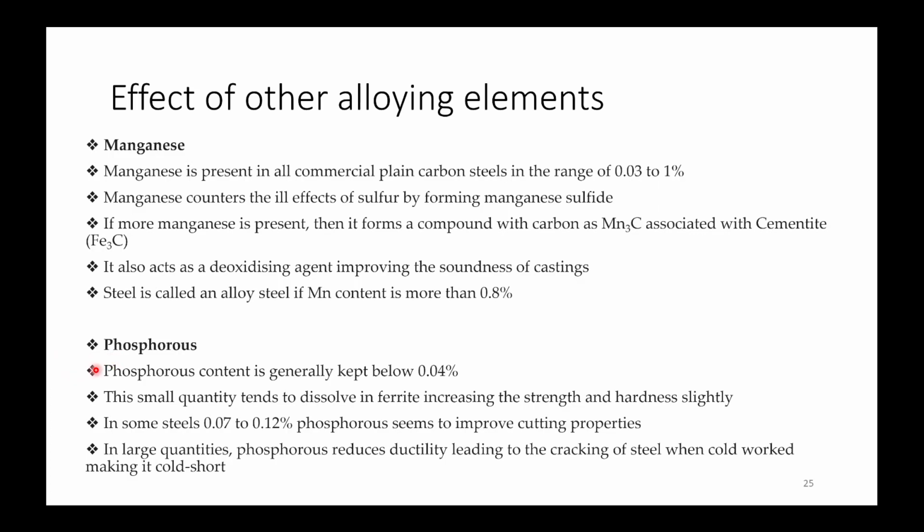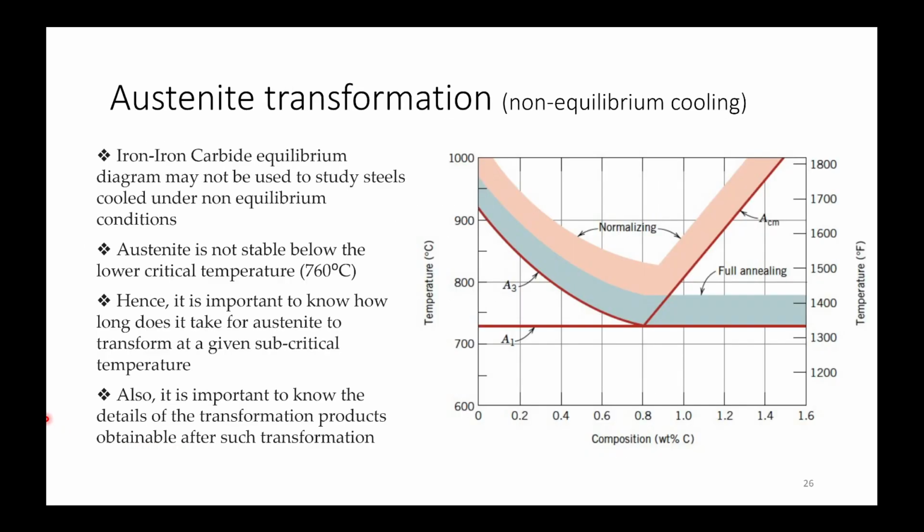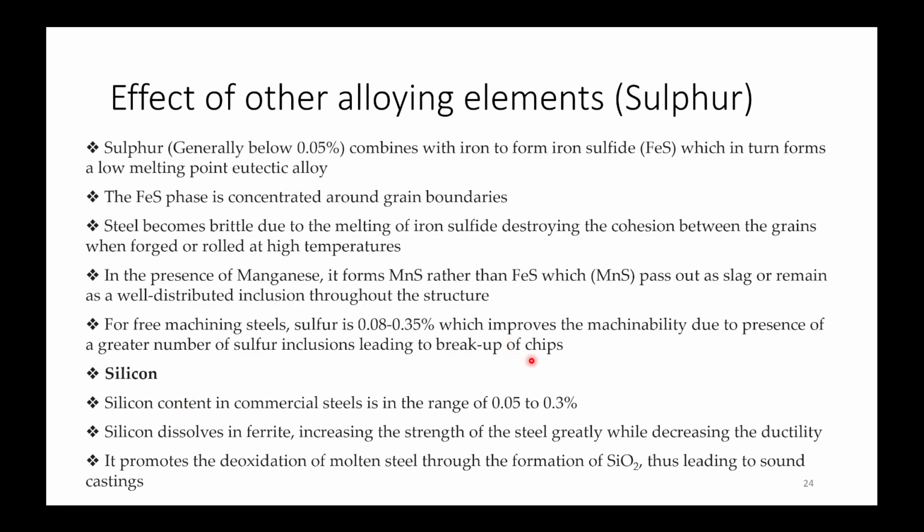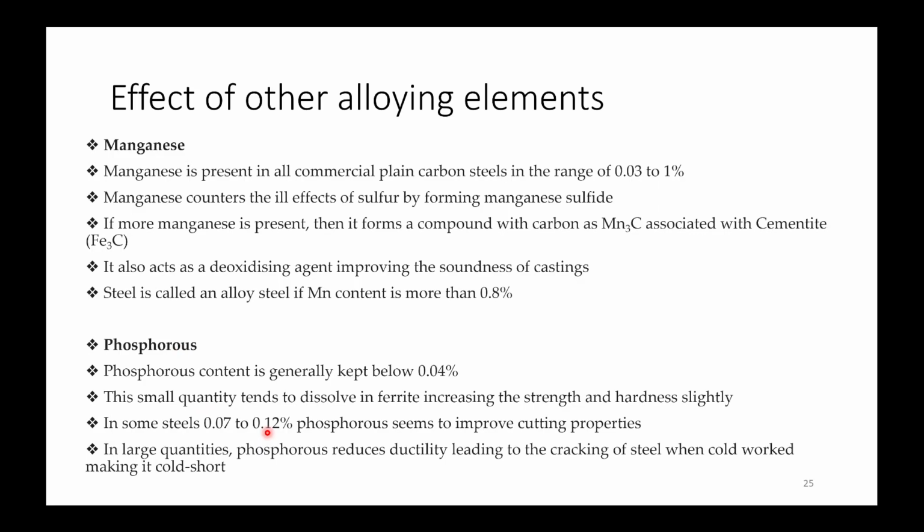Another is phosphorus, which is generally kept below 0.04%. This small quantity tends to dissolve in ferrite, increasing the strength and hardness slightly. In some steels, 0.07 to 0.12% phosphorus seems to improve cutting properties, and in large quantities, phosphorus reduces ductility, leading to cracking of steel when cold worked, making it cold short. So your sulfur will be responsible for hot shortness, and your phosphorus will be responsible for cold shortness.